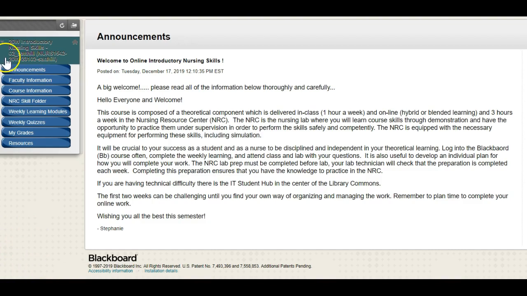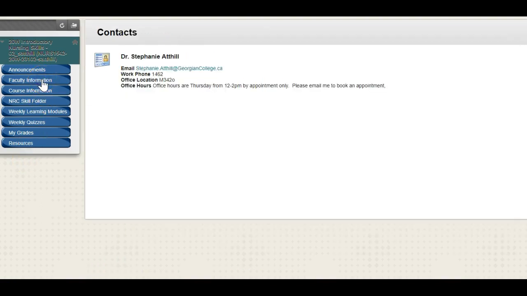The way that you move through the Blackboard site is you look to this left-hand side table. The next thing after announcements that you'll see is faculty information. So this is my contact information. Please see my email. There is my extension for my phone, and my office is in M building up on the 3rd floor.